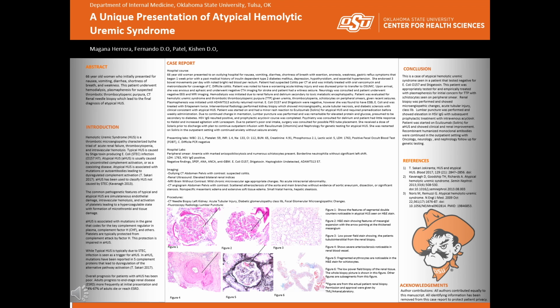Attached are pathology slides with H&E stains showing the global sclerosis and acute tubular necrosis with erythrocyte fragmentation consistent with atypical HUS. This patient ultimately tested negative for E. coli O157 and Shiga toxin, which are mostly related to HUS.